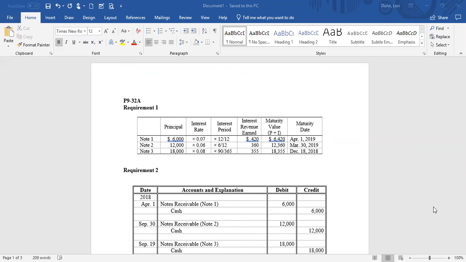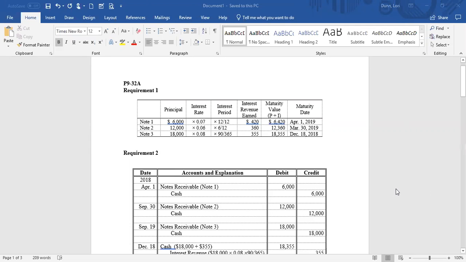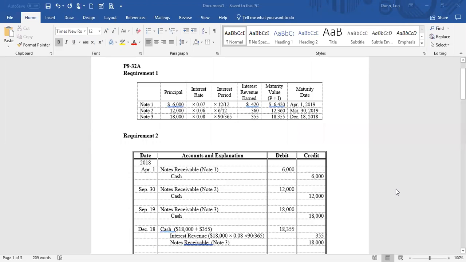Now, the third loan matures in December. So that will be our next transaction related to this loan. How much will we receive on December 18th? Cash of maturity value, $18,355. We will credit the note receivable for the principal amount of $18,000.